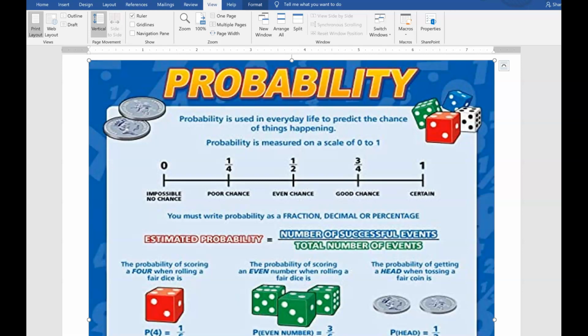Hey there, CJ Math students, and welcome to today's lesson for Tuesday in math, and it's our second day on probability. So today I'm going to really give you a definition of it.